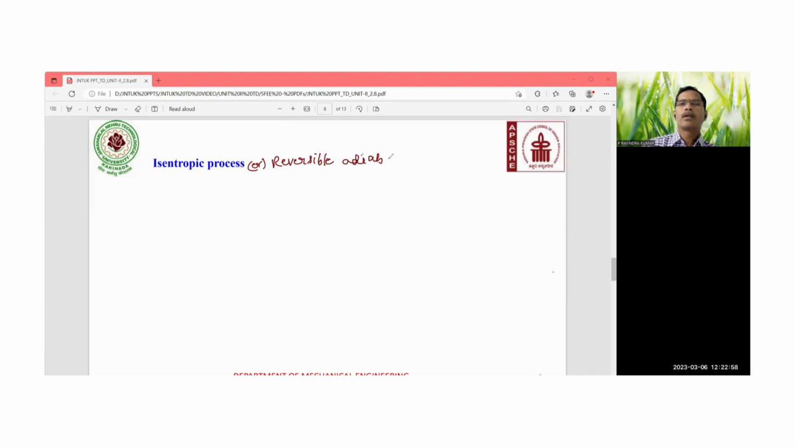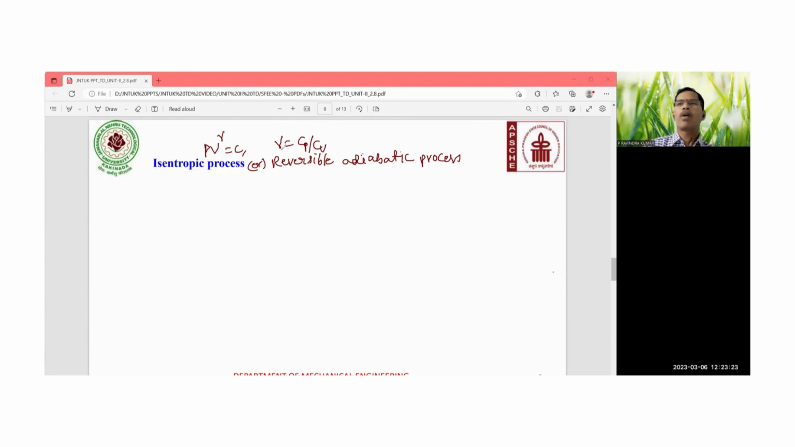Reversible adiabatic process. It is represented as Pv to the power of gamma is equal to constant, right? This gamma is nothing but equal to Cp by Cv.